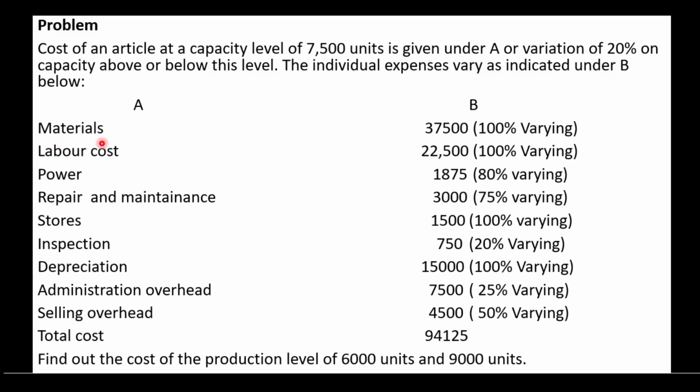The individual expenses vary as indicated under B below. So the first one, that is the material, 37,500. So this 100% is treated as varying. And then labor cost, 22,500. Here also the 100% is varying. Next, power, 1,875. So from this amount the 80% is varying and the remaining 20% is fixed.